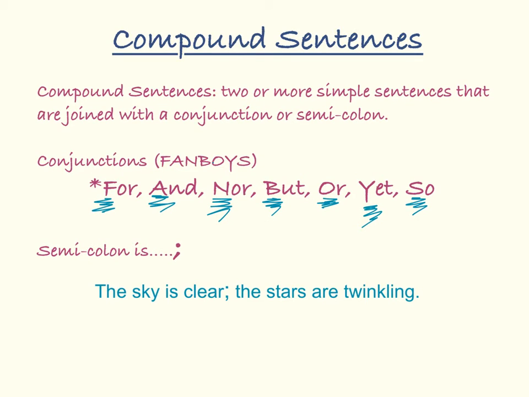So in this example below, you're going to see the sky is clear. And the sky is clear is a simple sentence that makes sense and can stand alone. The stars are twinkling is also a simple sentence that can stand alone. And since both of these could stand alone but we want to put them together, we can separate them with a conjunction or a semicolon.